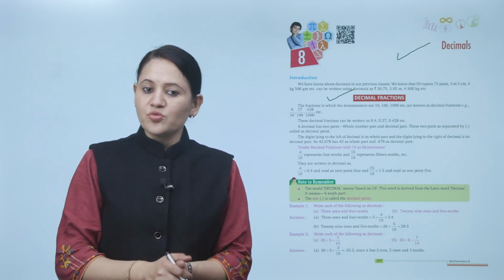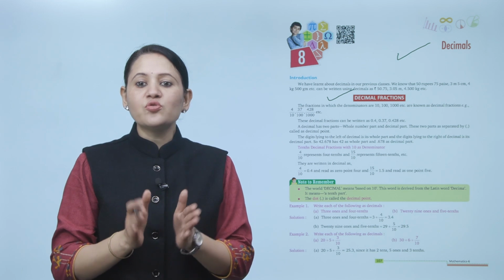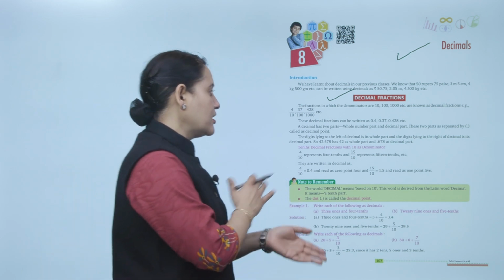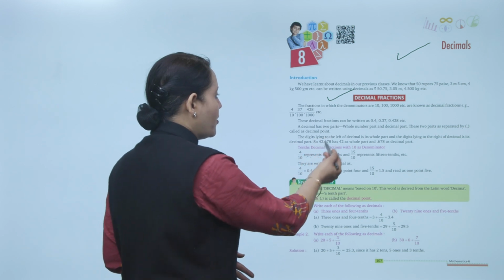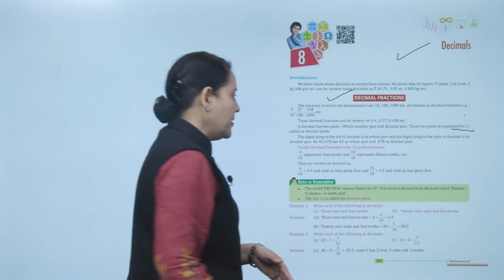A decimal has two parts, a whole number part and a decimal part. These two parts are separated by a dot called the decimal point. So, two parts, whole part and decimal part, are separated by the decimal point. Clear?